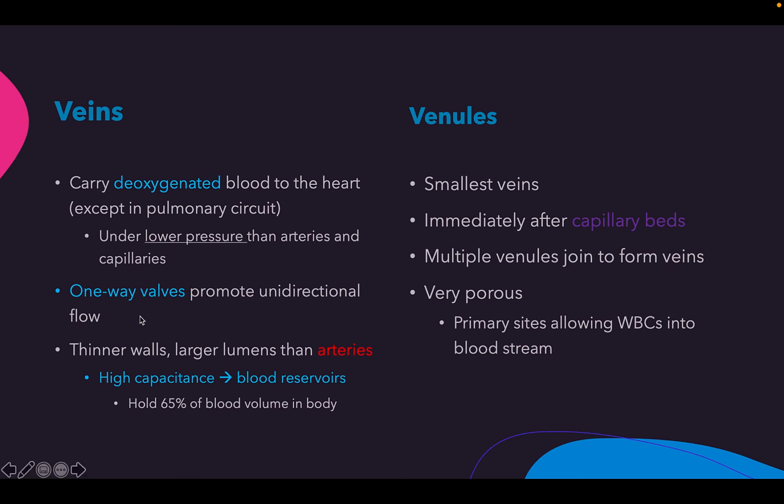Veins consist of these one-way valves promoting a unidirectional flow. They have thinner walls, larger lumens than arteries, and a high capacitance. So these end up being called blood reservoirs. They hold 65% of our blood volume in the body. And so most of our blood is residing in the venous system.